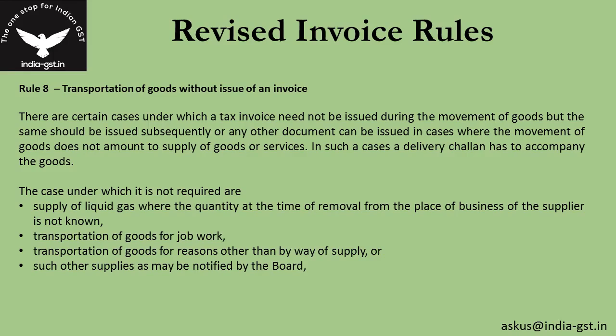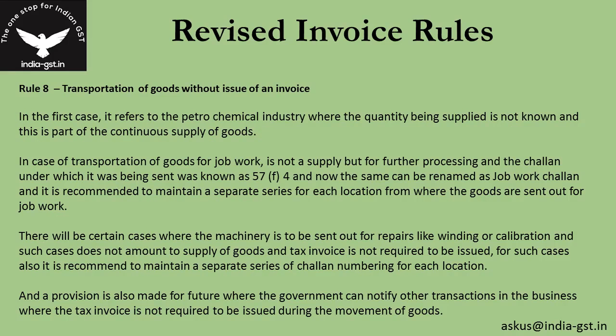The cases under which it is not required are: supply of liquid gas where the quantity at the time of removal from the place of business of the supplier is not known; transportation of goods for job work; transportation of goods for reasons other than by way of supply, or such other supplies as may be notified by the board. In the first case, it refers to the petrochemical industry where the quantity being supplied is not known, and this is part of the continuous supply of goods.